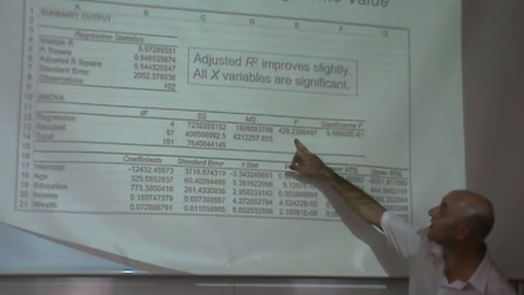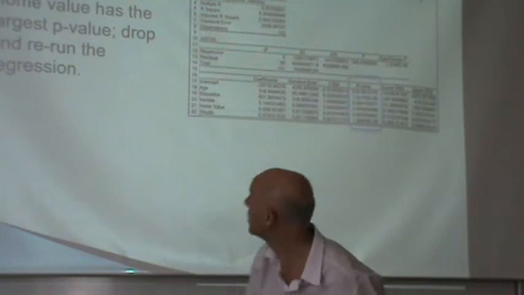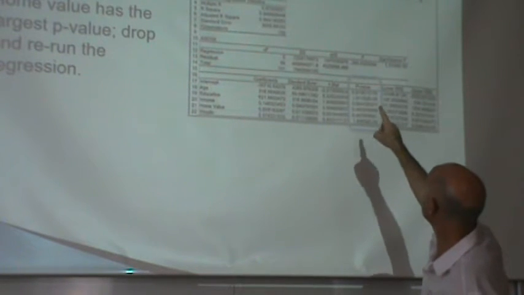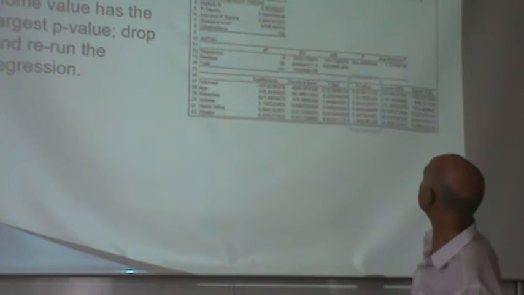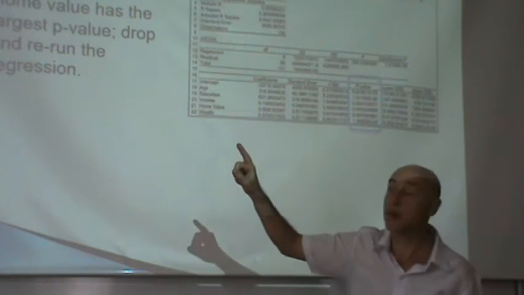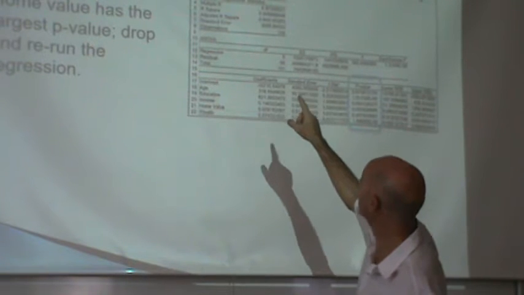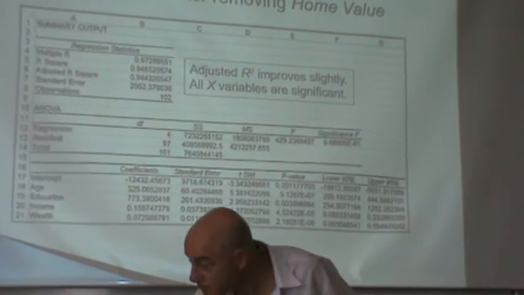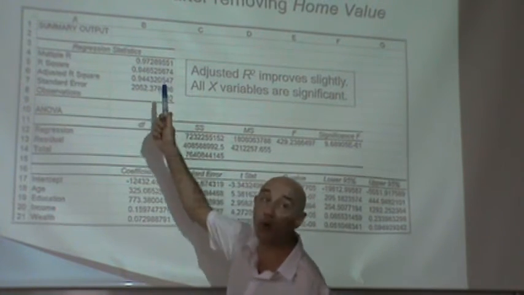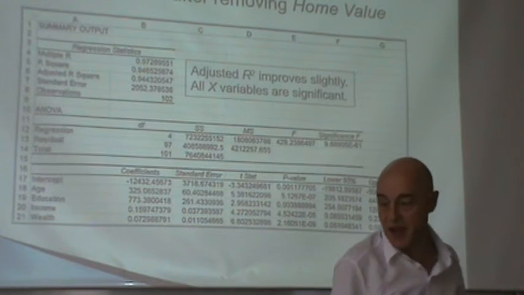So you can also see now the significance here is very high. This is 429. In the previous regression, it was 342. Do they have the adjusted R-squared here? Oh, okay. They got the adjusted R-squared. Adjusted R-squared 0.944. And here 0.944. So the adjusted R-squared is pretty much the same.